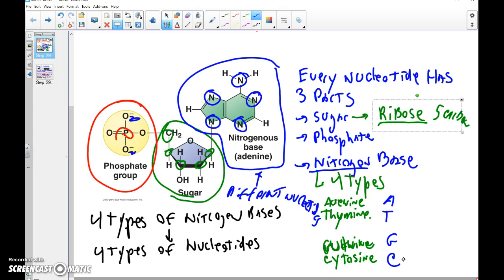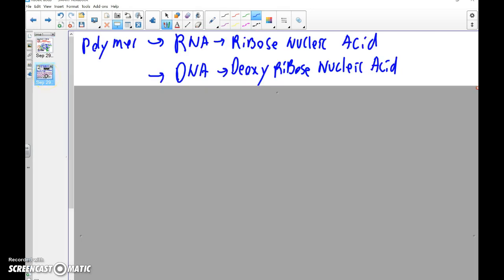All right? So there's 4 types of nucleotides, and the reason that they're different is because each one has one of those nitrogen bases. And this actually is going to be a big deal when we get to our genetics unit, but here you just need to understand the basics, okay? Now, that's the monomer units. So the monomer units of nucleic acids are nucleotides.